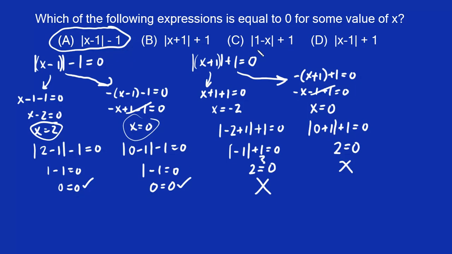If we were to do that with C and D, you would see the same thing: you would get extraneous solutions every time you try checking your solved algebraic solution. The only one where you get non-extraneous solutions is answer A.